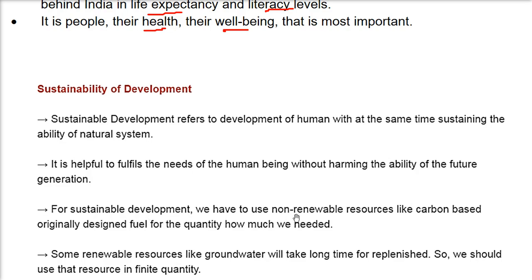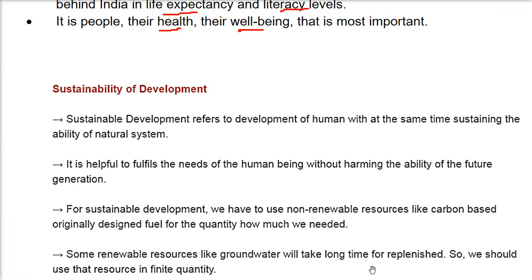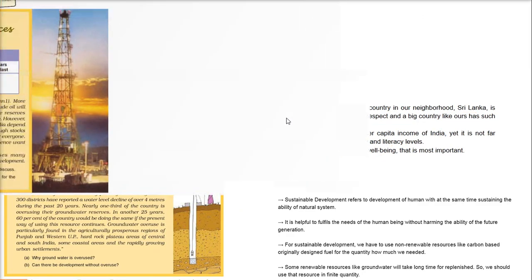For sustainable development, we have to use non-renewable resources, various resources, and fuels in lesser quantity, since they are going to be finished in coming years. Some renewable resources like groundwater, the example we took, take a long time to replenish. It needs a lot of effort for the water level to increase. So we should use that resource in finite, limited quantity.